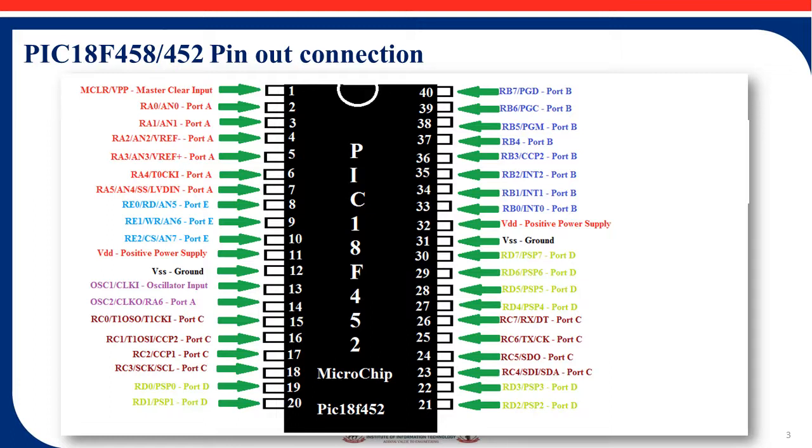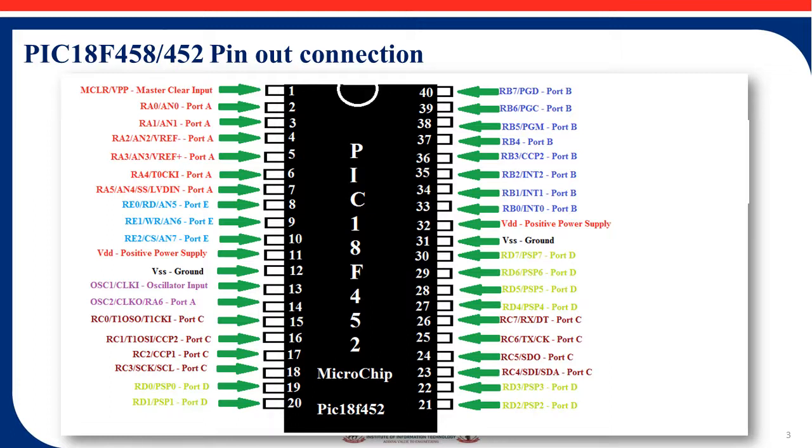Now in this pin diagram, there are 5 ports: port A, port B, port C, port D and port E. So there are total 5 ports. Now see here, pin number 2 to pin number 7 and pin number 14, these are the port A pins. Okay, so that is 7 bit pins. Now pin number 33 to pin number 40, that is the 8 bit pins of port B.